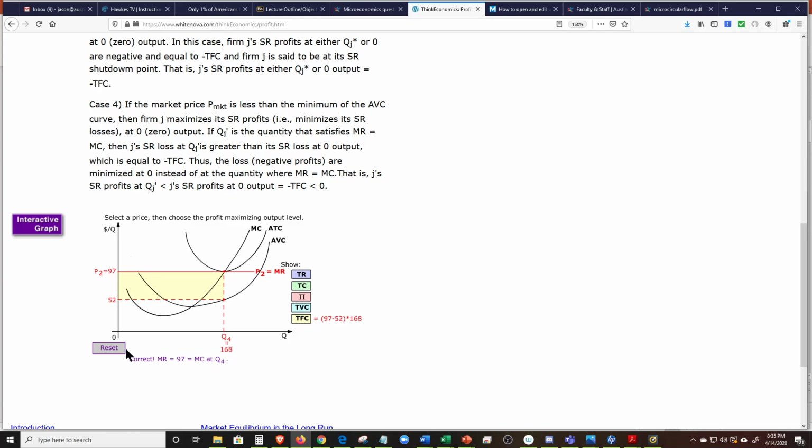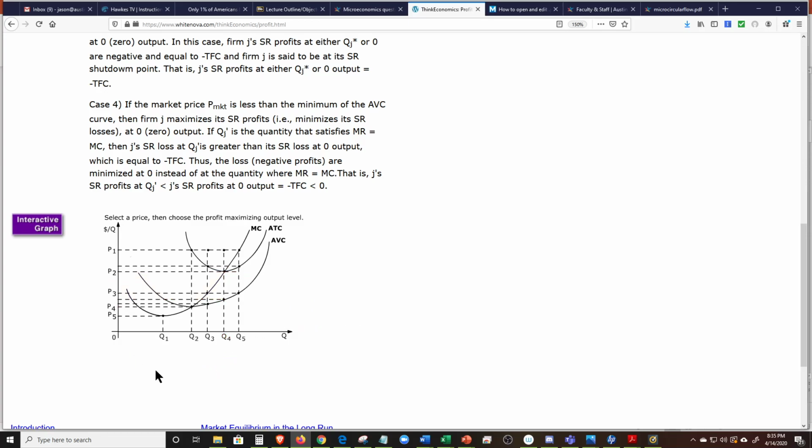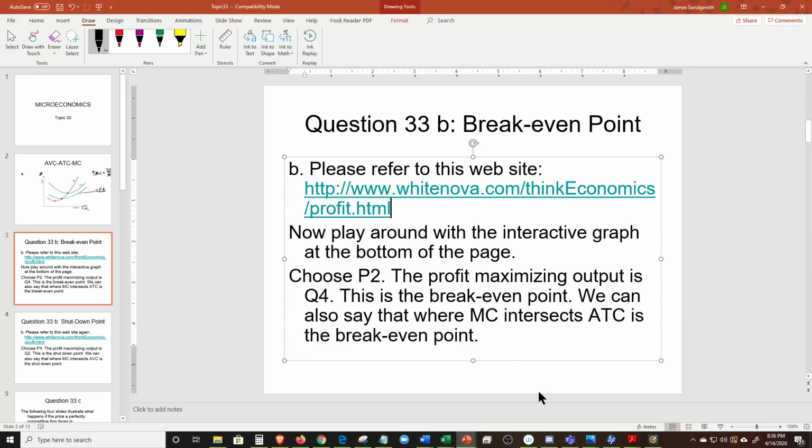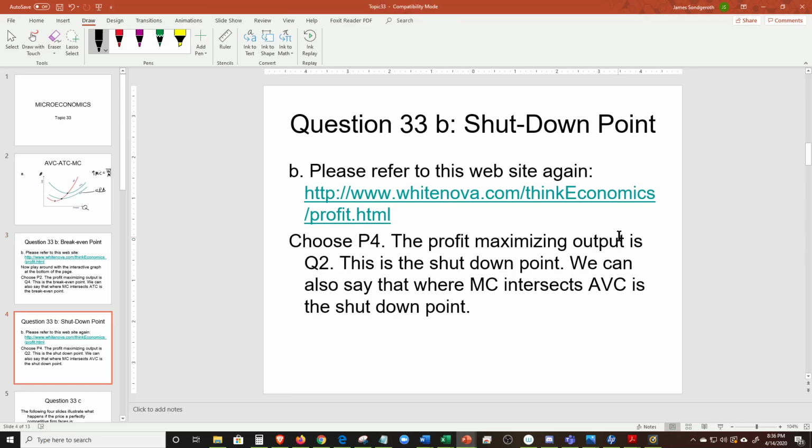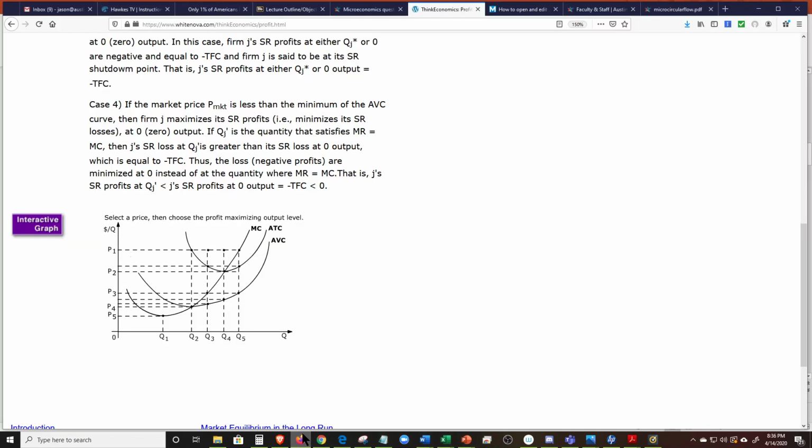All right, let's reset that, and let's go back to our PowerPoint and see what we have here. So we found the break-even point, which is where the marginal cost intersects the lowest point of the average total cost curve. Now we go back to the site and choose P4. The profit maximizing output is Q2, and that's the shutdown point. Let's take a look at that.